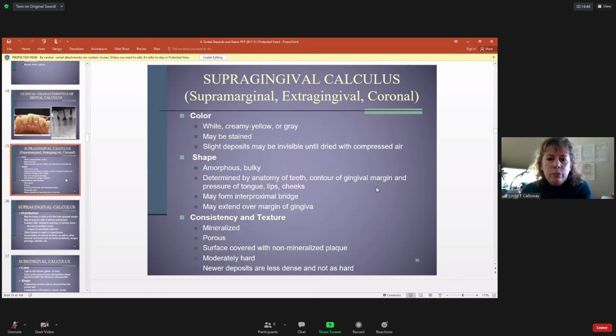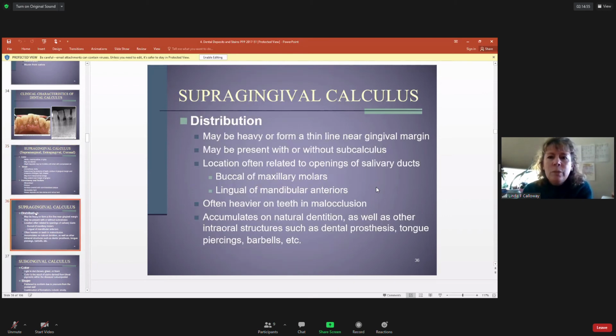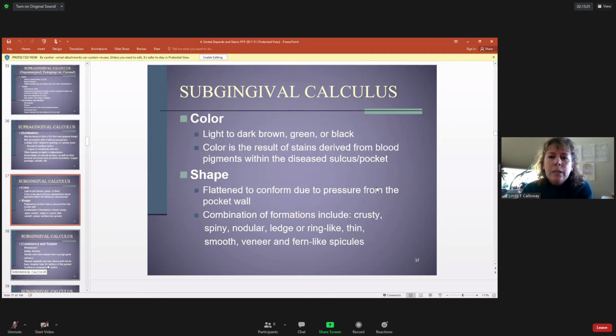And you can go through the consistencies, shapes, all of that good stuff. Where there's space for it to fill, it will fill. Your lips and cheeks and everything help to shape it. It's pretty much what that's saying. Kind of the same here. You can read through that.